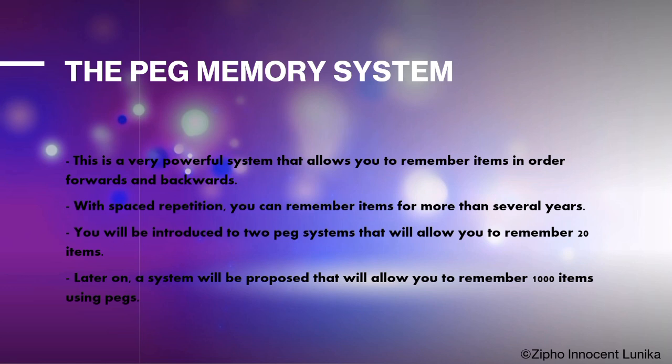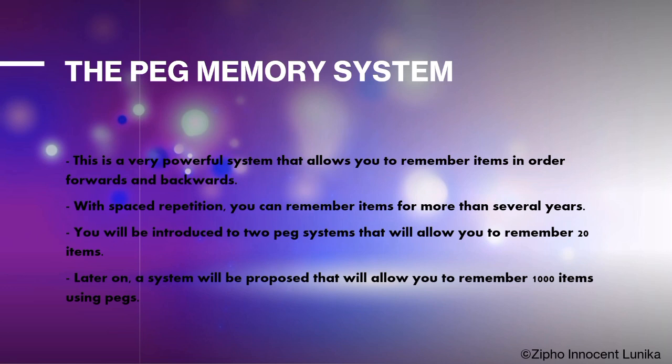So if I call out a number and say, remember item number 7, you should be able to recall it. Or remember item number 6, you should be able to recall it instantly. You should be able to recall these items in chronological order, from number 1 to number 10, from number 10 to number 1, or randomly in any order. With spaced repetition, as was mentioned, you can remember these items for more than several days. For years, in fact. I've used the system to remember pieces of information for well over 5 years.